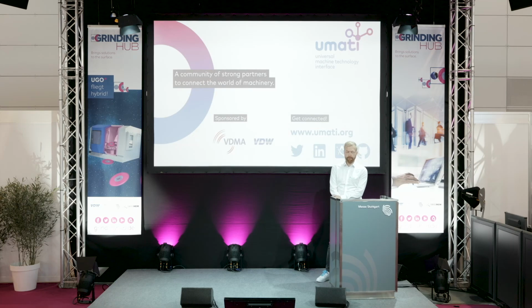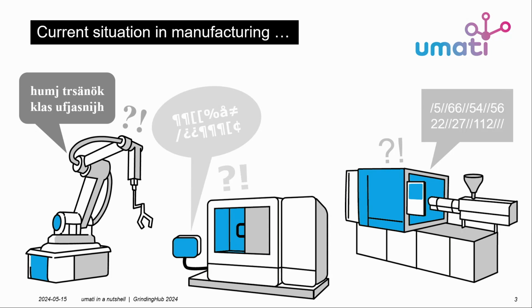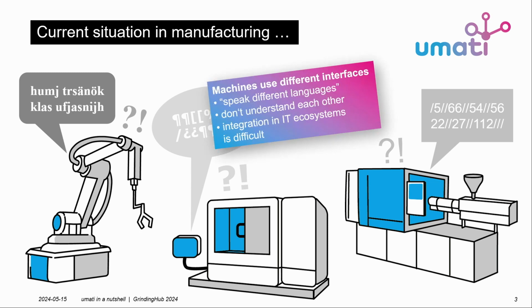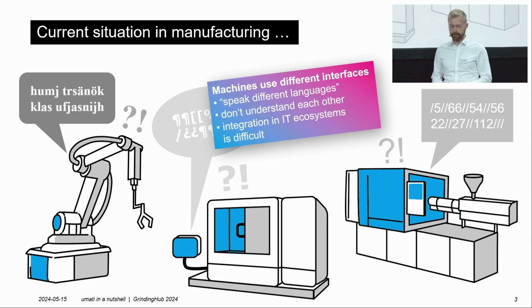Yeah, so thank you for your attention. You got the gist of it, and I will tell you a little bit more in detail. So the current situation in manufacturing is somewhat not optimal. Like it was described in the video, we have different machines speaking different languages, and basically that makes the machines harder to understand each other, and also it makes life difficult for the manufacturers of the IT systems.